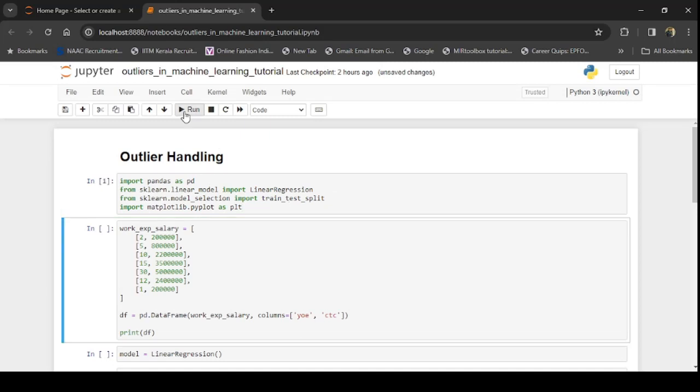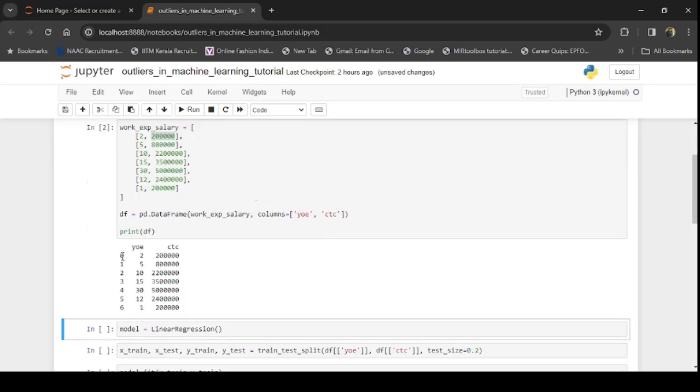and boxplot. Let's take a very simple data set because our aim is to understand the effect of outliers in a machine learning project. Here, if you see, we have a work experience versus salary dataset, where the first value is the work experience of a person and the second value is the CTC or cost to company. Let's create a data frame out of this data.